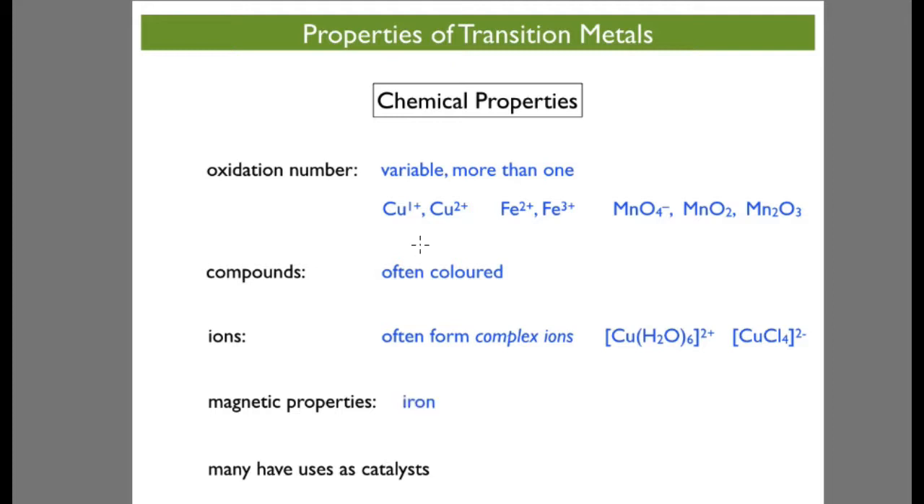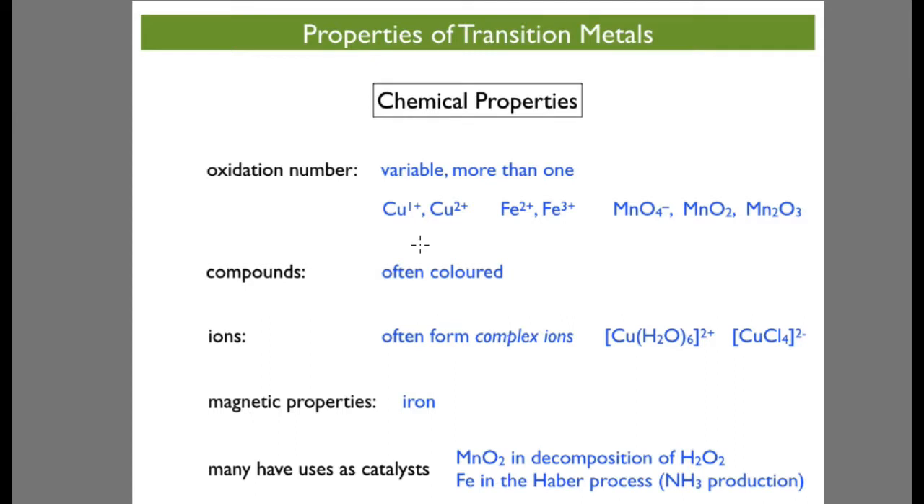Magnetic properties: well, iron's probably the best example that you know of, and it's a transition metal. It's what most magnets are made of. And they have many uses as catalysts. For example, manganese oxide is used in the decomposition of hydrogen peroxide, and iron is used in the Haber process where we make ammonia.